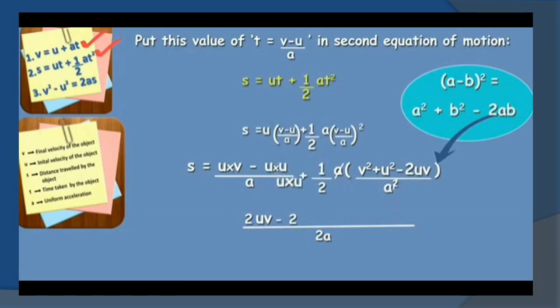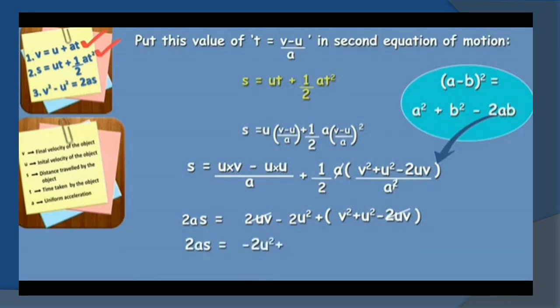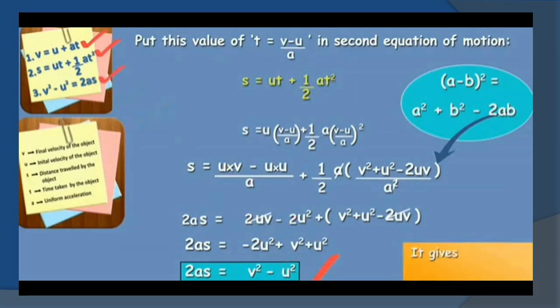Now by taking the LCM, the next step will be 2uv minus 2u square plus v square plus u square minus 2uv. Here we are doing the calculation only. We are solving the steps only. 2uv plus minus will be cut, and 2a will be shifted. So here we get 2as is equal to v square minus u square, and this is the third equation of motion. It gives the relationship between the initial.